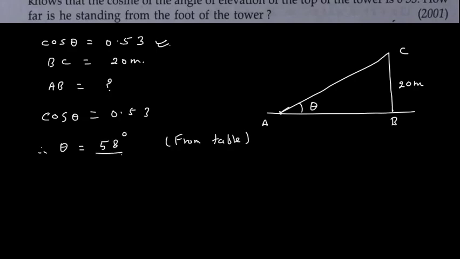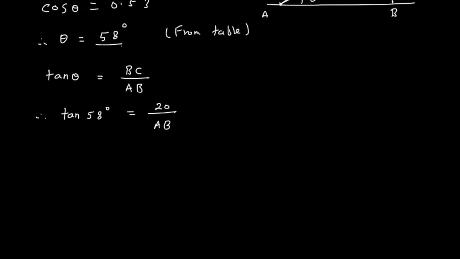Now you get the value of theta. Then you can use the relation tan theta. You say that tan theta is BC upon AB. So tan 58 is equal to BC. BC is 20 upon AB. AB is unknown, so I will write it as AB. Now tan 58 degree.